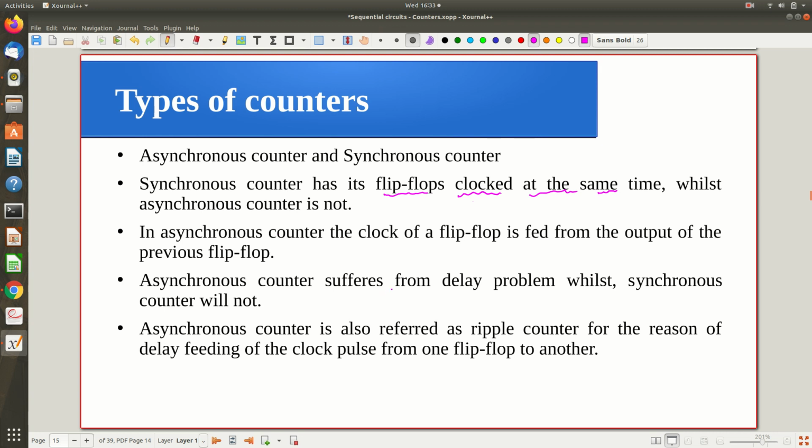Whereas in an asynchronous counter, the clock of a flip flop is fed from the output of the previous flip flop. That configuration we will see. We are not going to apply the same clock pulse simultaneously to all flip flops. Instead, we will apply the clock only to the first flip flop, and its output will be connected as the clock to the second one. At this point it will be difficult for you to visualize; we will see how it is working. An asynchronous counter suffers from delay. Let me show you the construction.